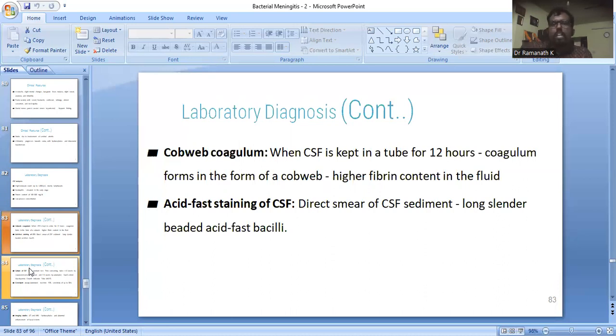Mycobacterium tuberculosis is an acid-fast bacterium, so a direct smear of the CSF can be stained by acid-fast staining, which will demonstrate long, slender, beaded acid-fast bacilli, giving the conclusion that the infection is due to Mycobacterium species.